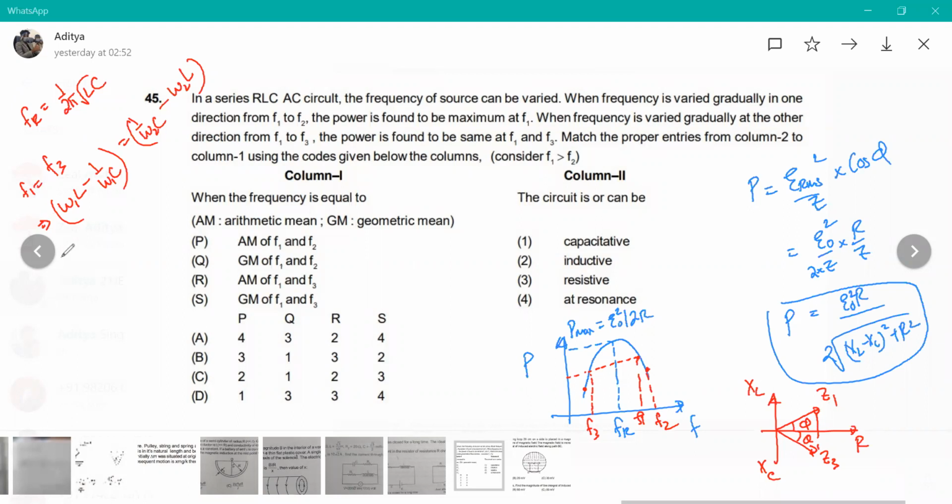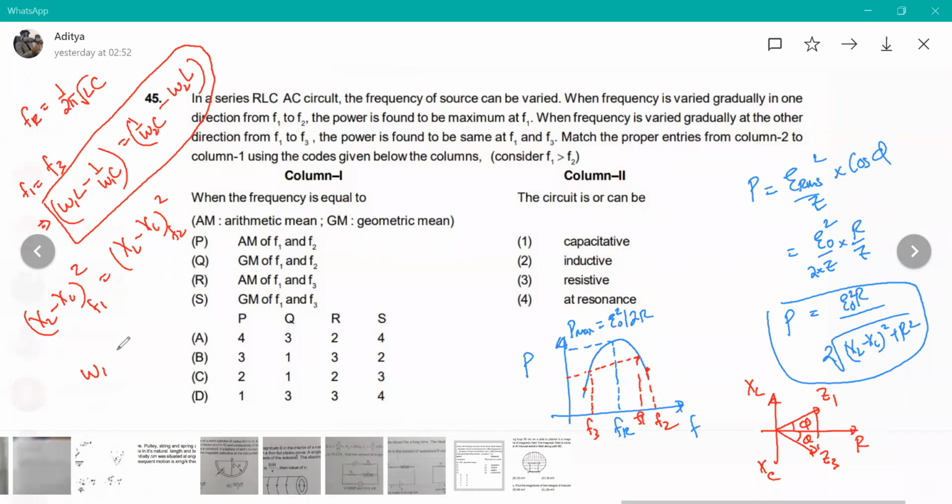At this point, basically (XL minus XC) whole square for F1 is equal to (XL minus XC) whole square for F2. That's how you're getting this relation. So basically, whatever relation you get in omega, the same relation holds in F. So from here you can understand. Just manipulate this in such a way that you can see the relationship between omega 1 and omega 2 with respect to 1 by root LC. See that relationship? The same will be the relationship between the frequencies.